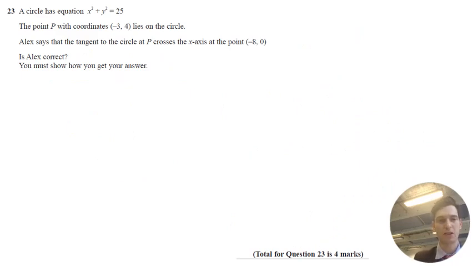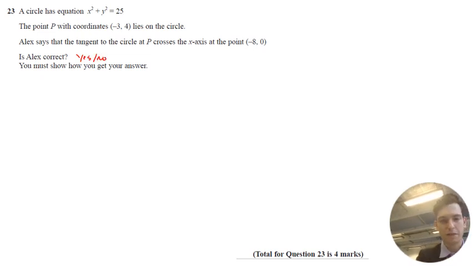A circle has equation x squared plus y squared equals 25. The point P with coordinates minus 3, 4 lies on the circle. Alex says that the tangent to the circle at P crosses the x-axis at the point minus 8, 0. Is he correct? So my answer needs to be yes or no.